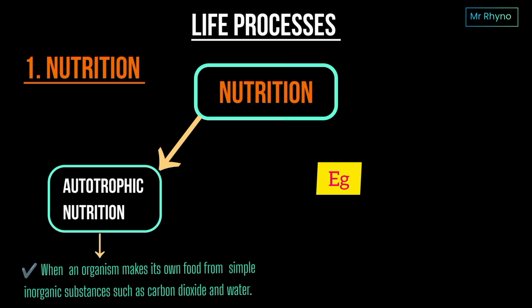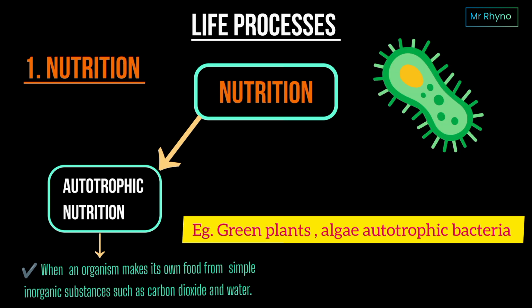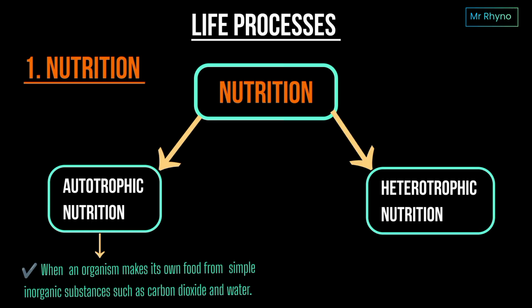Examples, we have green plants, we have algae, and autotrophic bacteria. Now think of a green plant. Does it go to a shop to buy food? No. Type 2 is what we call heterotrophic nutrition.